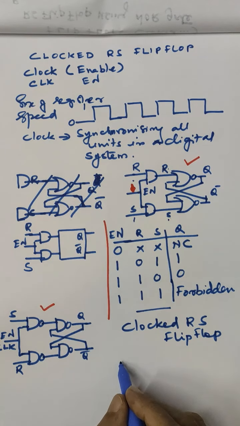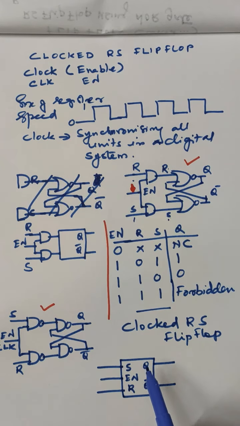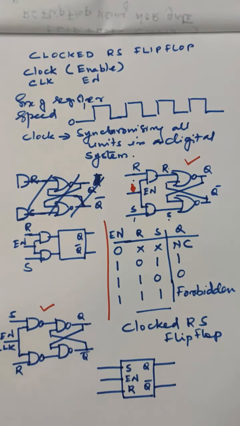You can represent this using a block diagram. The block diagram of a clocked RS flip-flop is like this. Two inputs, S, R, and this is the enable line, Q and Q bar. So we know that this is working when the enable is 1. So this is a level triggered one. Such circuits are usually known as level triggered ones. That is, the system is enabled when this enable signal is a 1.